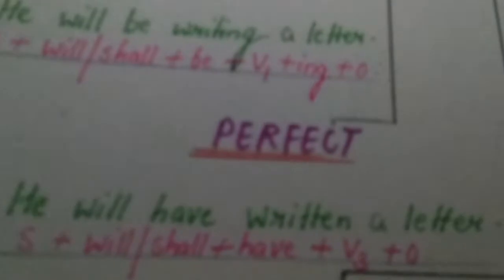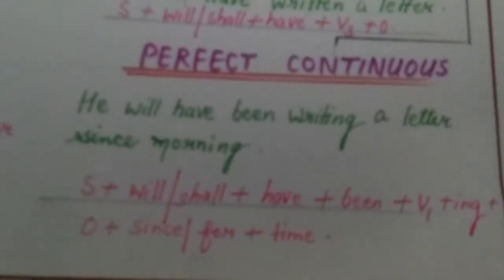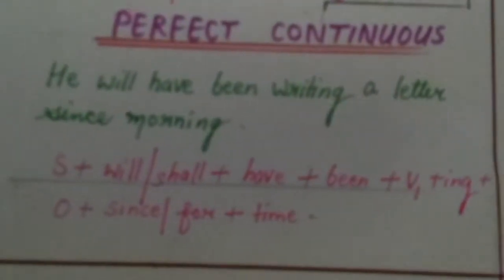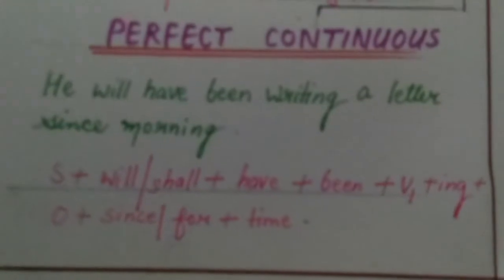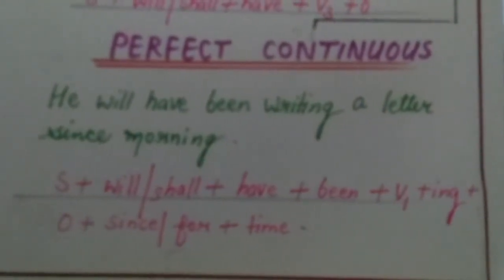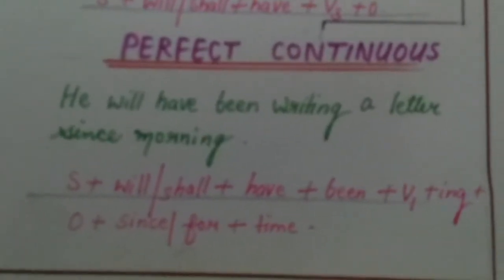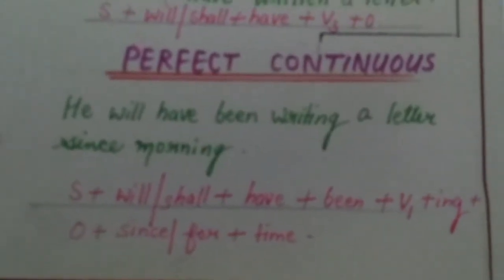Perfect. Structure: subject plus will/shall plus have plus third form of the verb plus object. He will have written a letter. Perfect continuous tense. Structure: subject plus will/shall plus have plus been plus first form of the verb plus ing plus object plus since/for plus time. Example: he will have been writing a letter since morning.